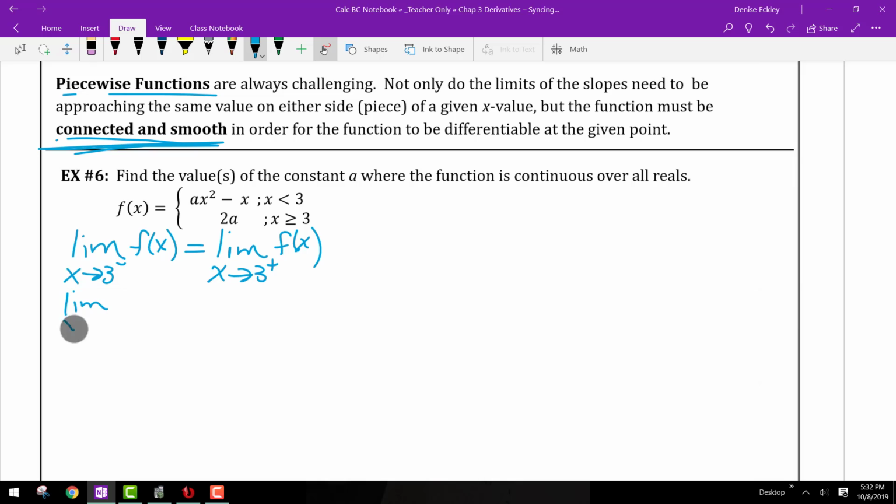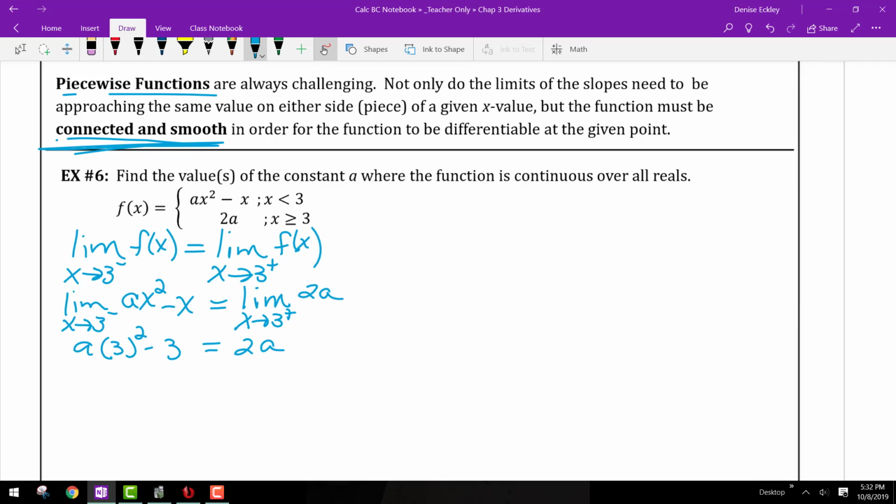So we're taking the limit as x approaches 3 from the left of ax squared minus x, and that has to equal the limit as x approaches 3 from the right of 2a. So doing direct substitution, I'm going to get a times 3 squared minus 3 has to equal 2a, because that'll be a constant. So I get 9a minus 3 equals 2a. So I get negative 3 equals negative 7a. So 3/7 equals a is what I have.